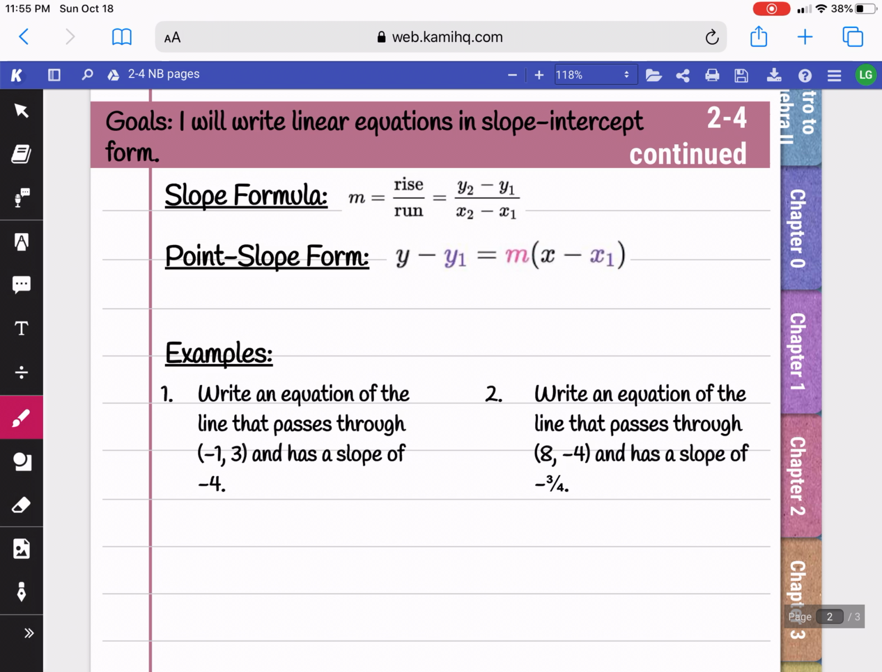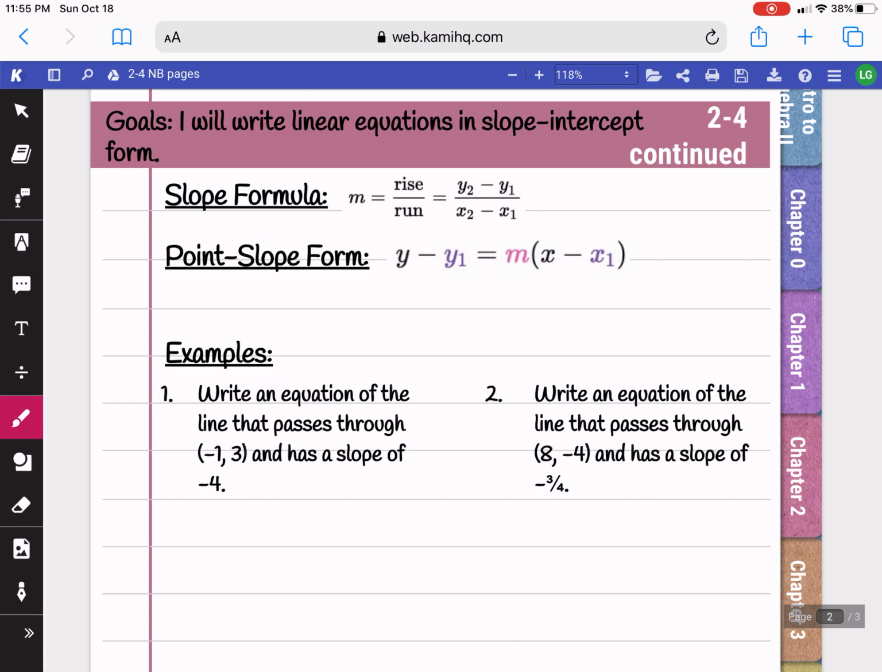In this lesson, we're going to be writing linear equations in slope-intercept form. This time, they're not going to give you the slope and y-intercept right away. They'll give you a point and a slope, or 2 points, and we're going to have to use the point-slope formula to help us write our equation. So the point-slope formula, you've seen this before in Algebra 1.